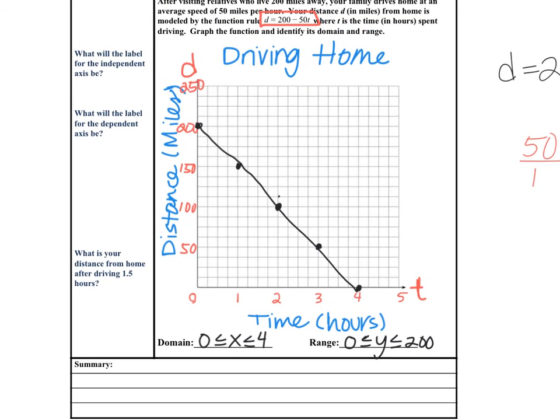Okay, that is a completed graph. You see how you've labeled t and d. You labeled the x and y axis. You gave it a title. You scaled it. And then you told me the domain and range.